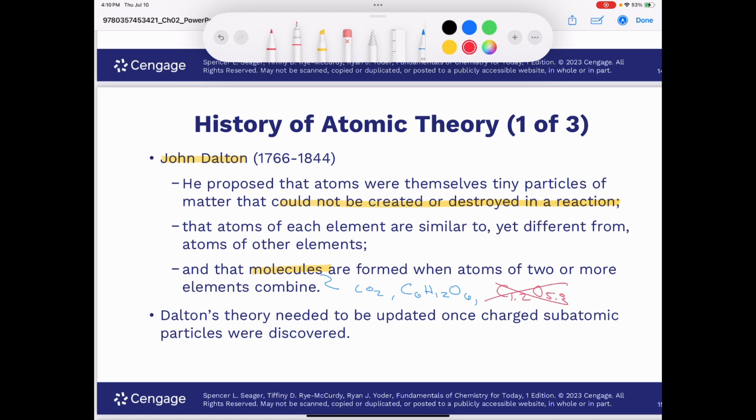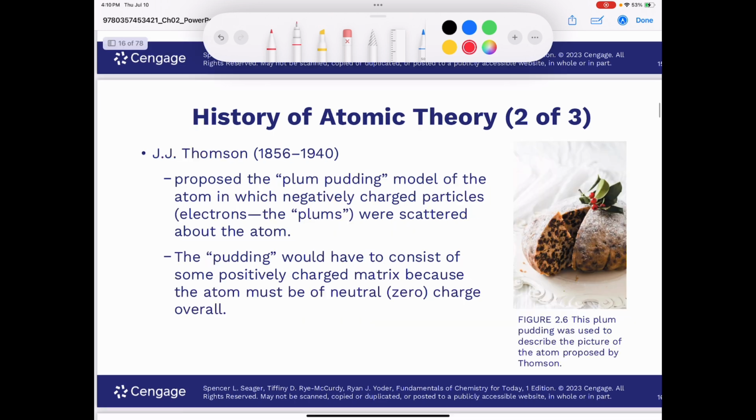So Dalton's theory needed to be updated once charged subatomic particles were discovered. Dalton didn't know about the proton, the neutron, and the electron, but his postulates about atoms and how they form molecules are largely still true today.